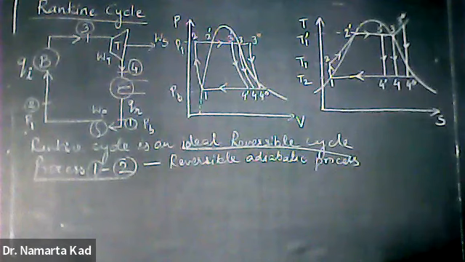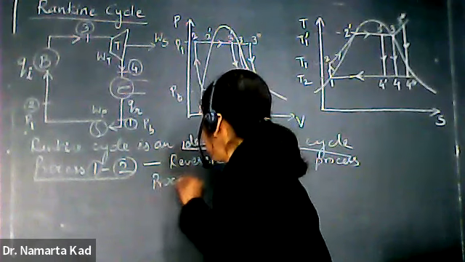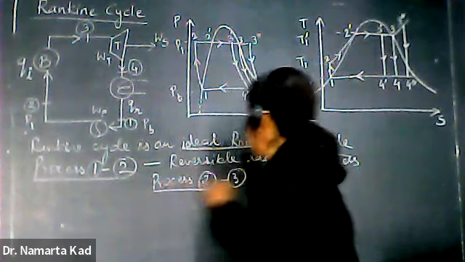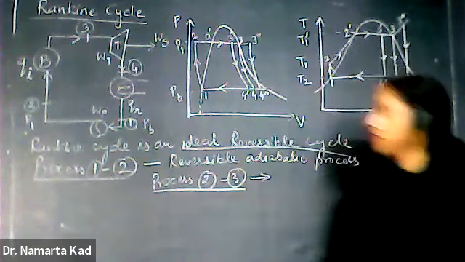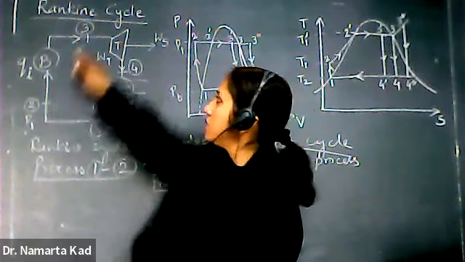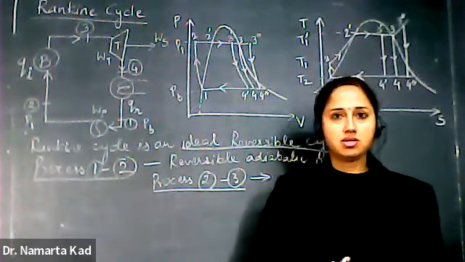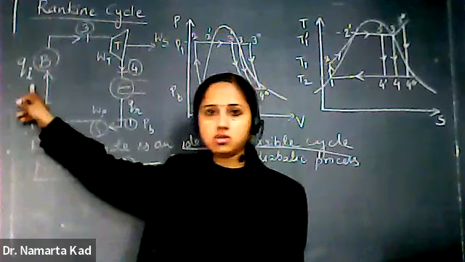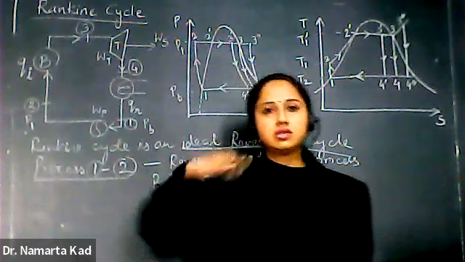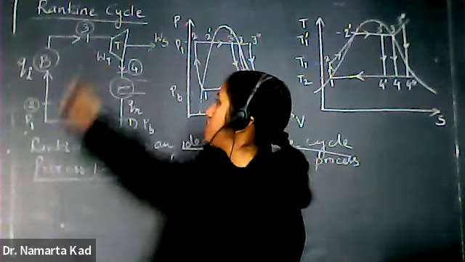Now for process 2 3, I'm writing here process 2 3. See here in the first diagram, process 2 3 is along the boiler. What is the main function of the boiler? The heat is absorbed. This QI is the heat absorbed by the feed water, which converts the water into steam. So this is process 2 3.